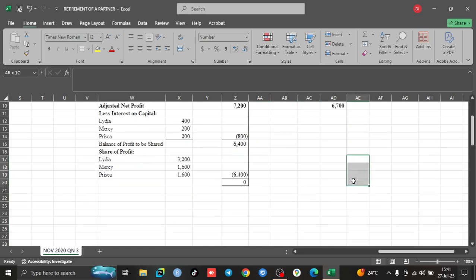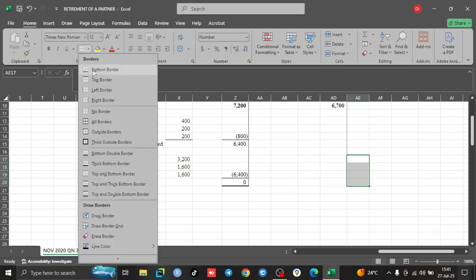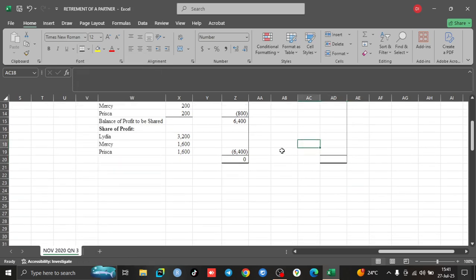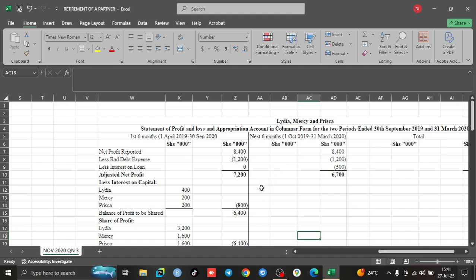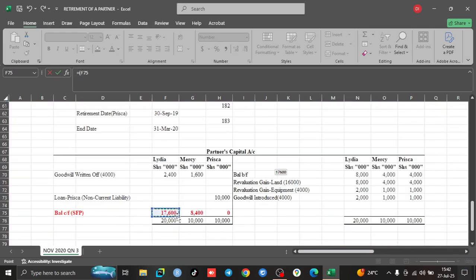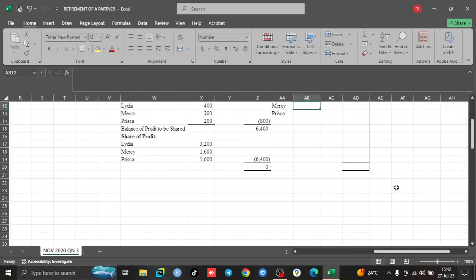For the next 6 months, there is some change that occurred. The change that occurred was with respect to the interest on capital. So interest on capital, we still have 3 partners, Lydia, Mercy, and Priska, which I can now copy very fast because we have all that information. So Lydia's capital changed to, according to the capital account, 17,600. So 17,600 times 10% for half of that duration. You'll get the amount as 880.